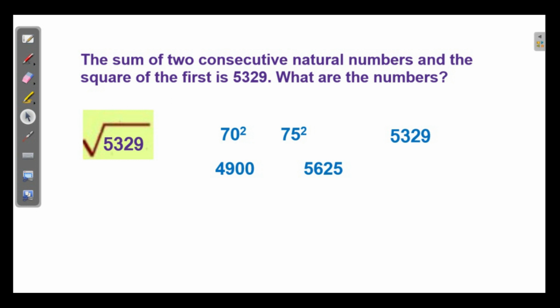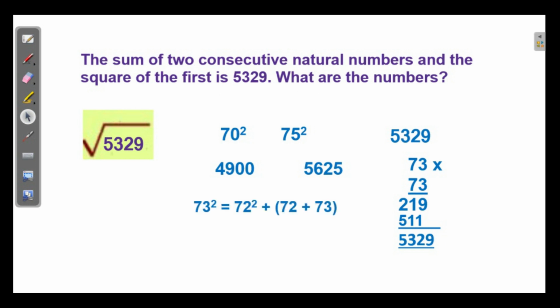Then consider 73. 73 into 73 is equal to, yes, our 5,329. We got it. So, 5,329 is the square of 73. And we can use the pattern. 73 square is equal to 72 square plus 72 plus 73. So, our answer is 72, 73. Okay. Thank you.